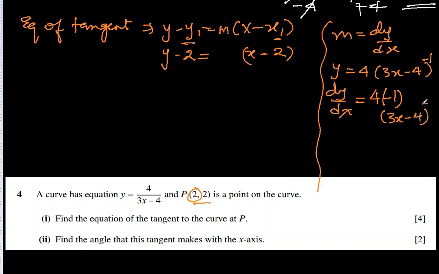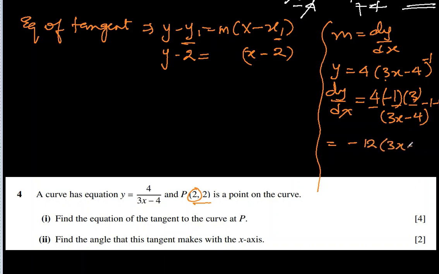3x minus 4 to the power minus 1, and it goes down further by 1. And we have to further multiply by the differentiation of what is inside the bracket, which is 3x. Differentiation of 3x is 3. Differentiation of minus 4 is 0. So we will just multiply by the differentiation, 3. So 3 is the one. Let me write it here. So what do I get? 4 times 1 times 3, minus 12.